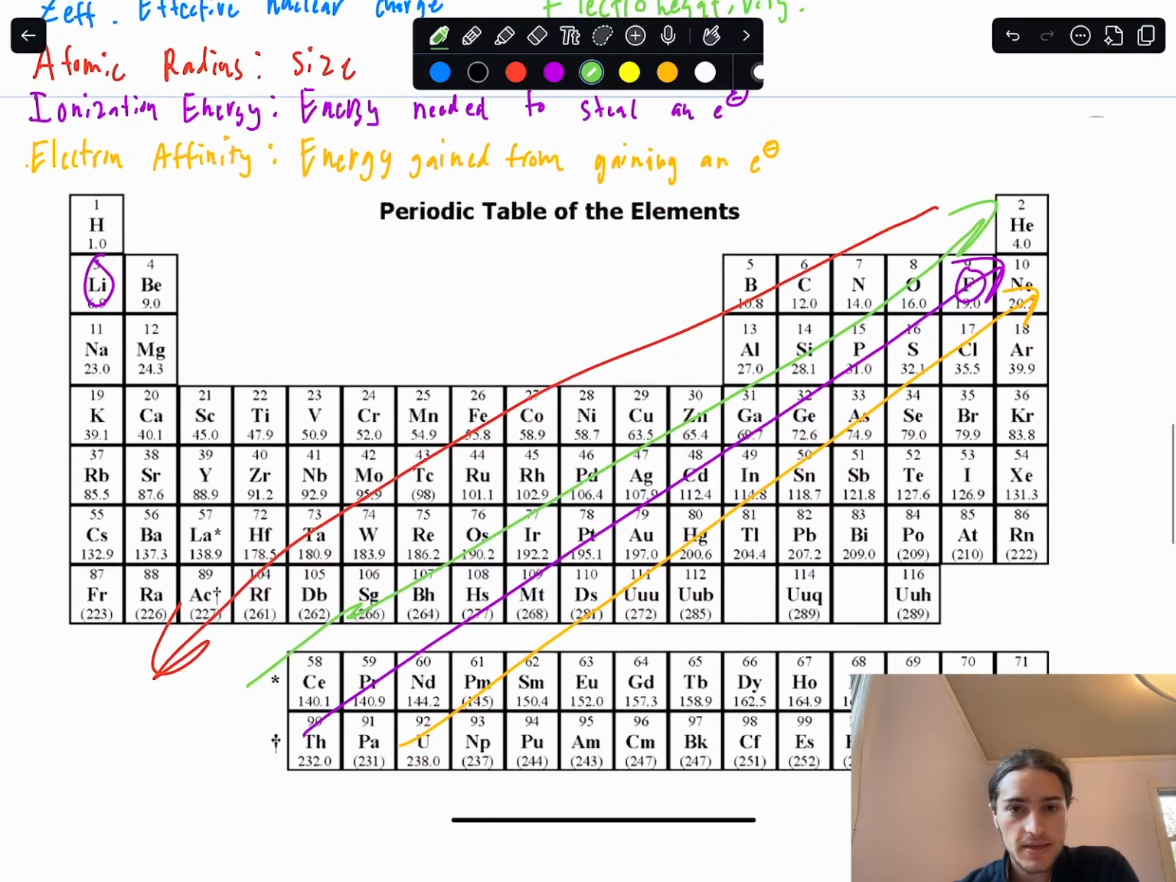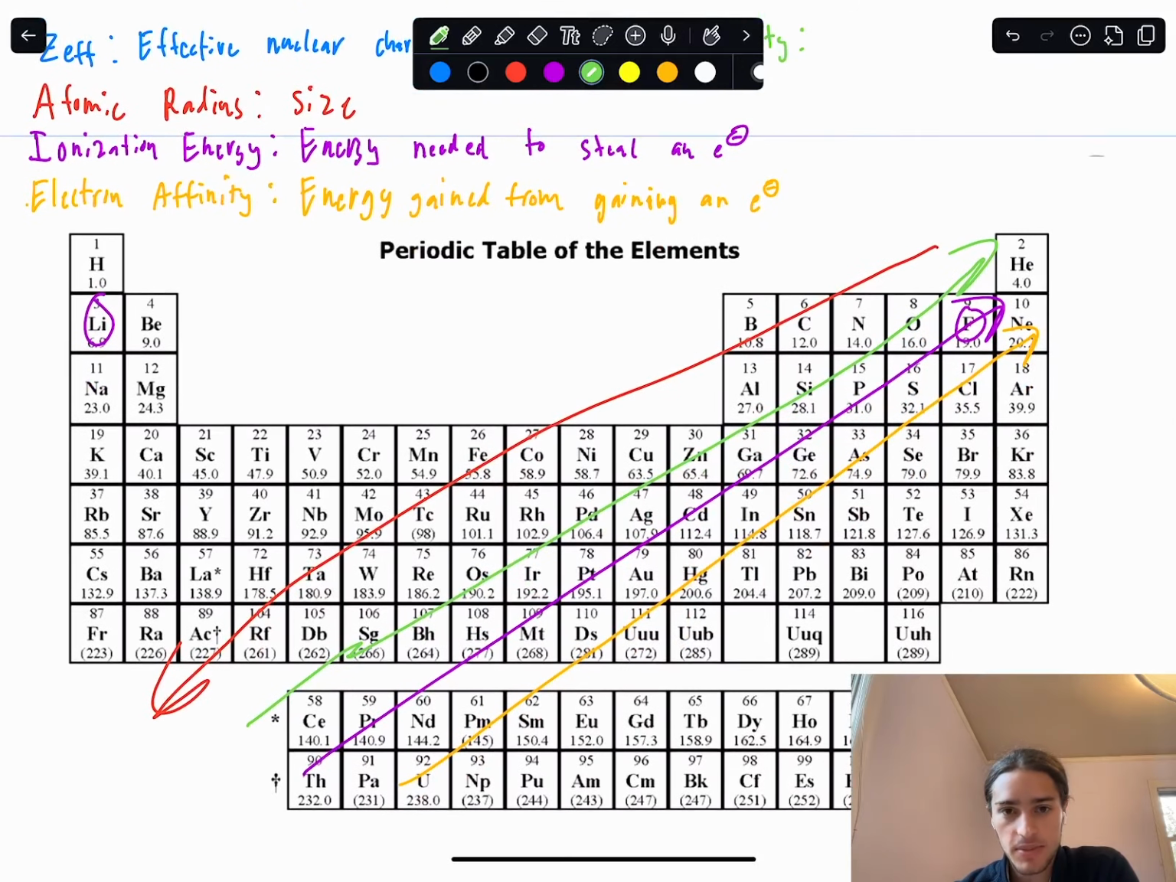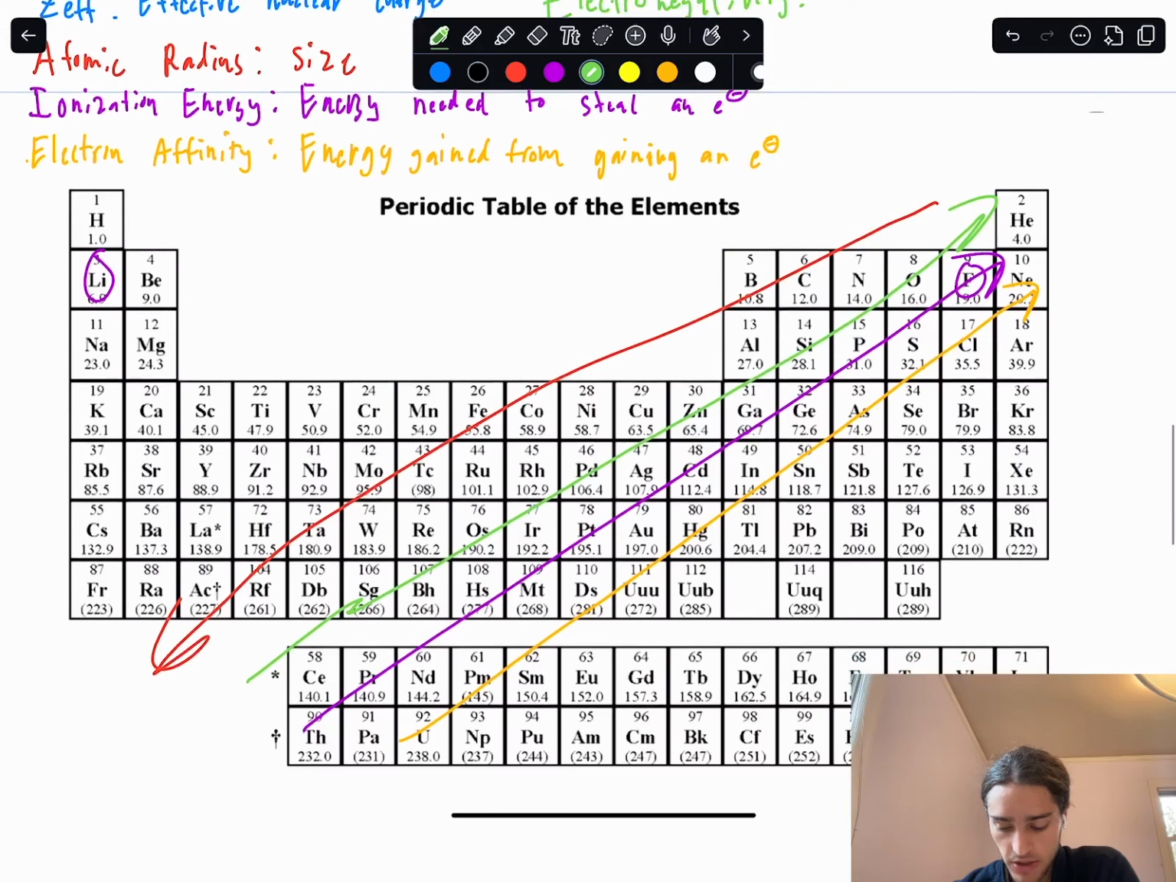Okay, so all that being said, I think this is a good point to stop for the periodic trends. I hope this has built your physical intuition and things are making a little more sense. I hope you don't feel like you just have to memorize these now.